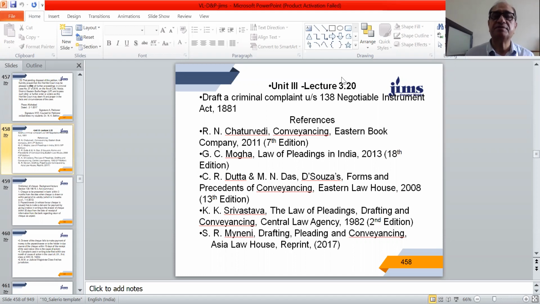Welcome back, dear students. Today we will learn the drafting of a criminal complaint under section 138 of Negotiable Instrument Act, 1881. And here is the list of books for your reference. You can pick up one or more of these books for learning how to draft a criminal complaint under section 138 of Negotiable Instrument Act.